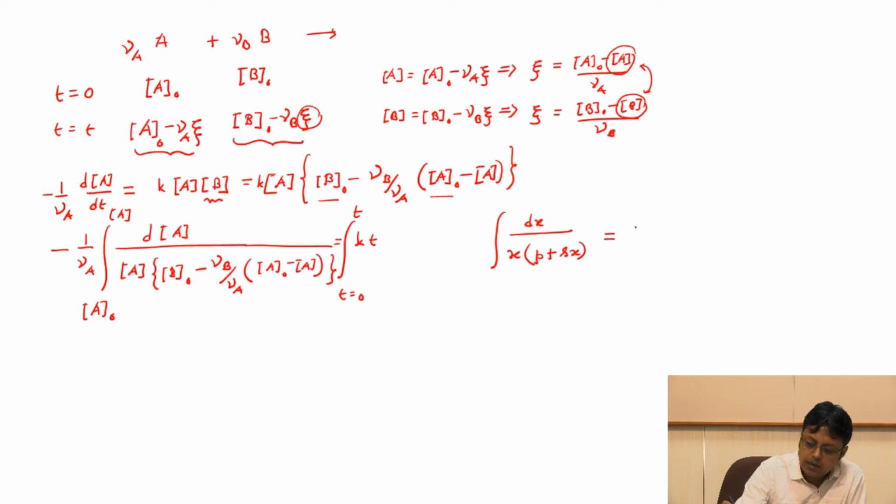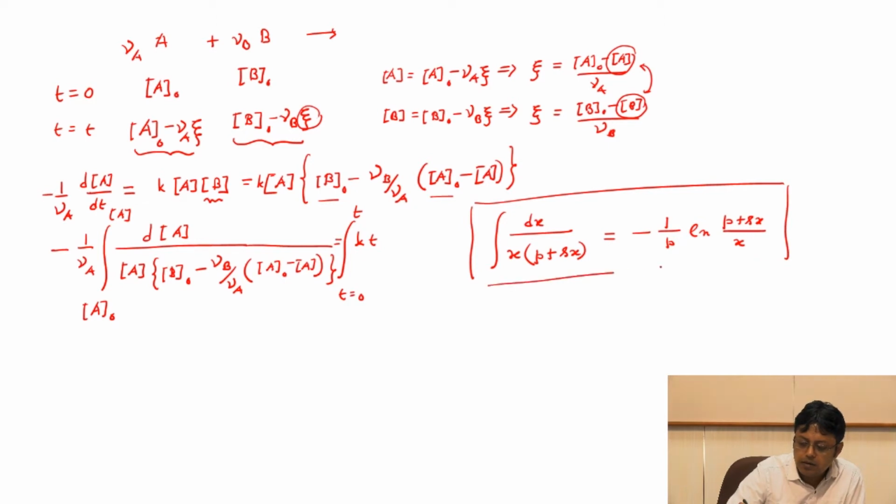That you can write it as minus 1 over p ln p plus sx divided by x. So that integral you can directly use, which I have provided here, and you just have to identify what are the x, p and s here. So x is nothing but the concentration of a that you are integrating, and you can see a appears here just like x appears here, and then p plus sx. So p is nothing but the constant, and you can see the constant is nothing but b0.